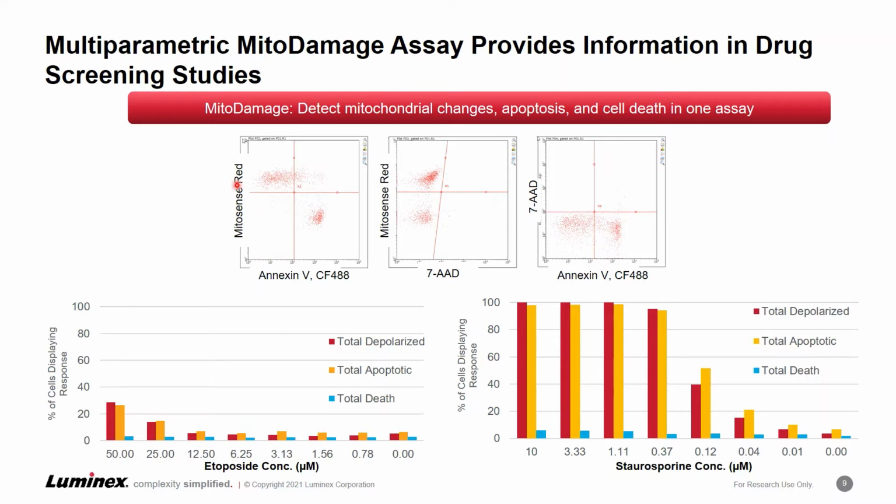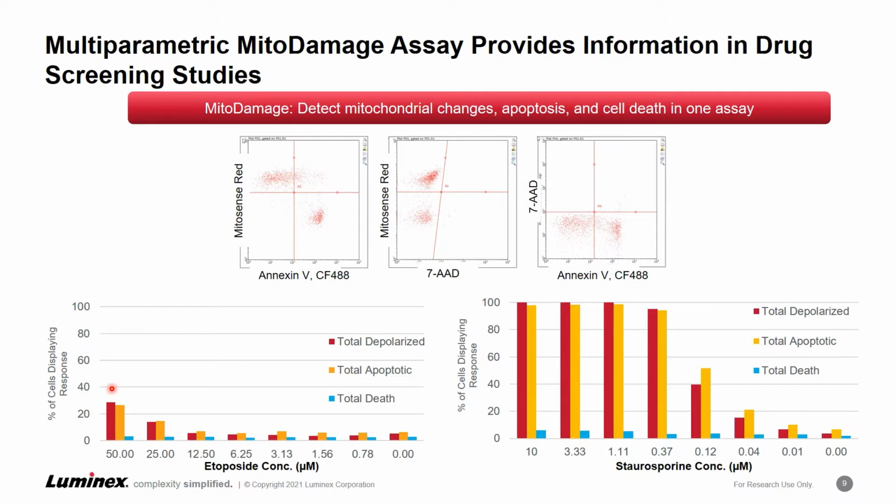The dot plots shown here show example stainings for the assay on Jurkats. Clear separation for each population is seen. The two bar graphs show dose responses for either etoposide, a known topoisomerase inhibitor, or staurosporine, a known protein kinase inhibitor, and the corresponding population percentages, with depolarized populations shown in red, apoptotic populations shown in yellow, and cellular death populations shown in blue. The bar graph is shown for both compound depolarization and apoptosis.